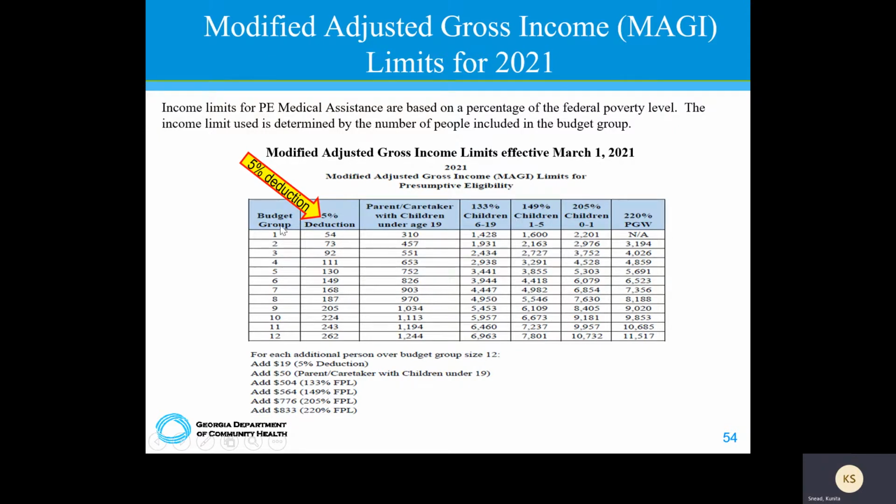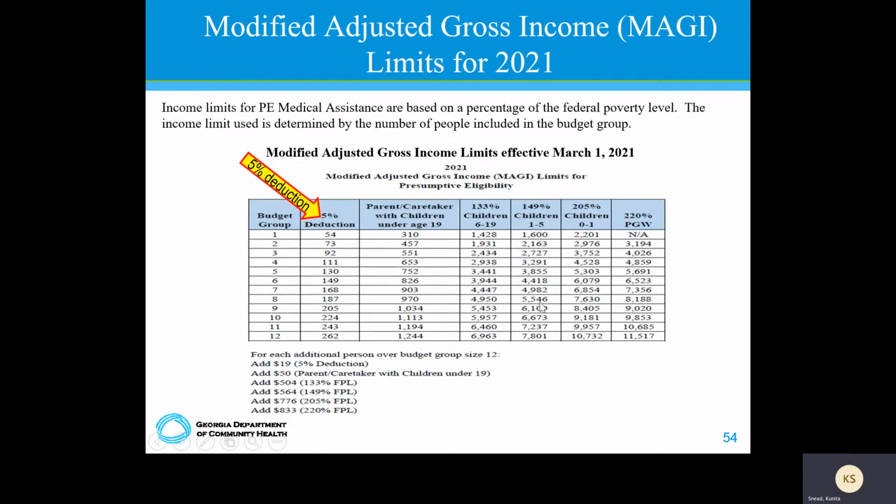So this is the budget group. You're going to go based off of the budget group size. This is the 5% column, so it's only going to be subtracted if it's needed. This column is for your parent caretaker with children. So this is the income limit that they have to meet. And this is a monthly amount. So your income limit chart is always a monthly amount.